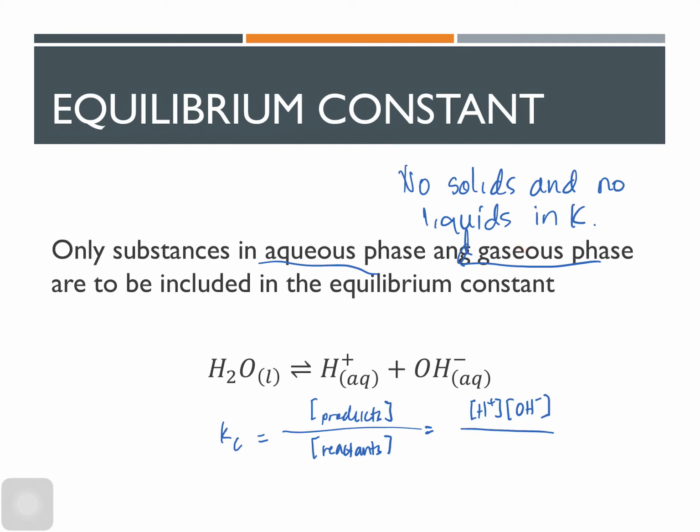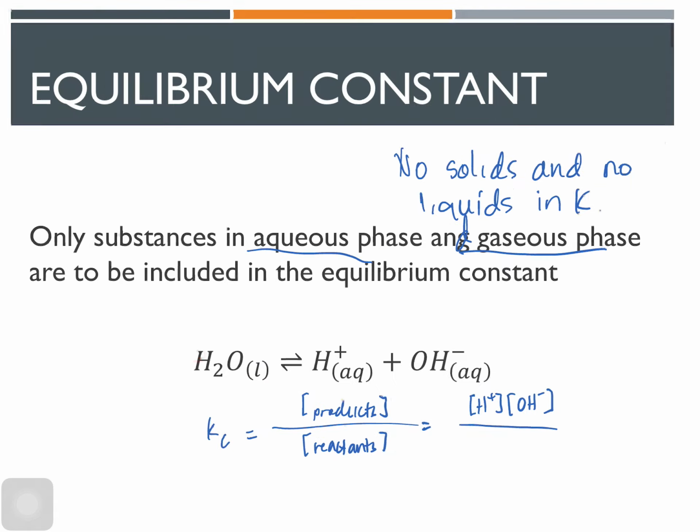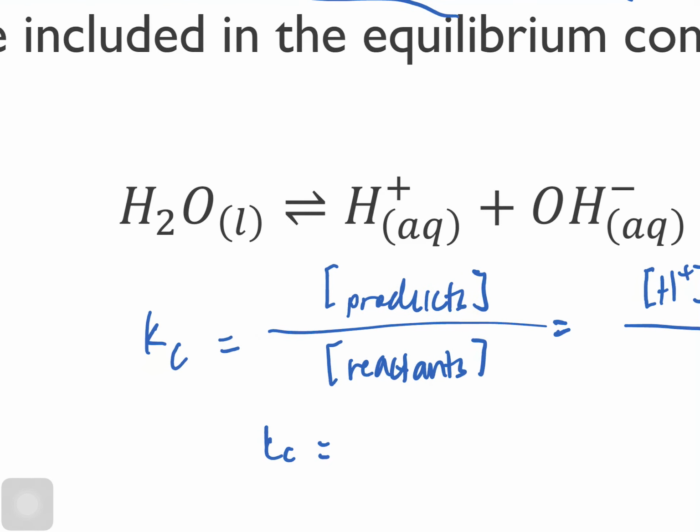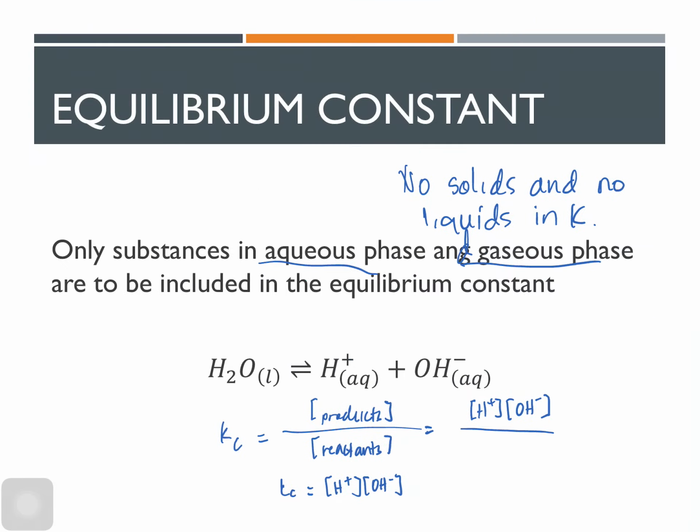That means no solids and no liquids. So are we going to write this? The answer is no, we're not going to write H2O liquid. So the Kc for this reaction is just the concentration of H plus times the concentration of OH minus. This is the answer for that question.